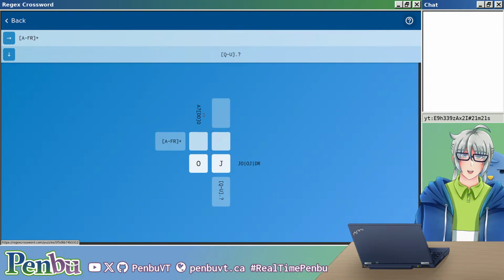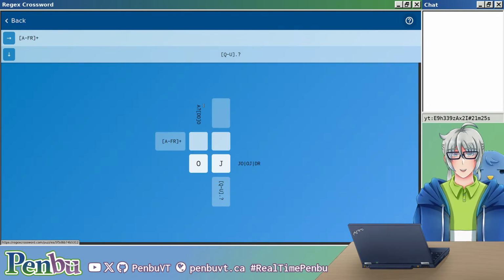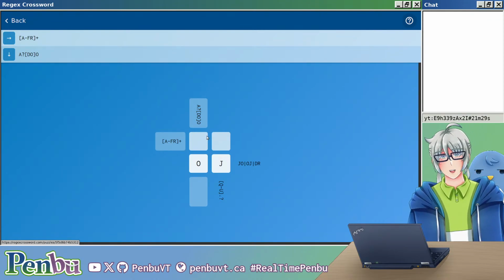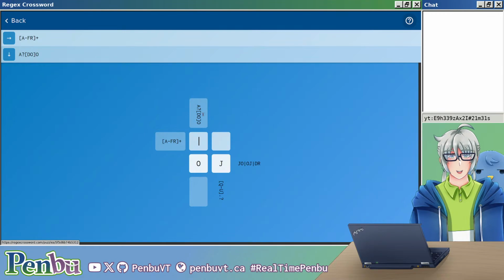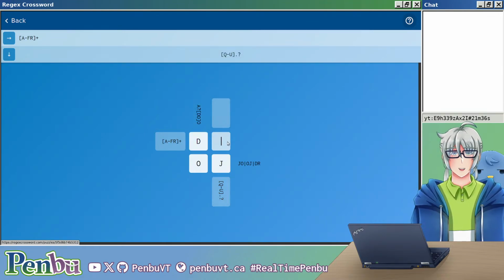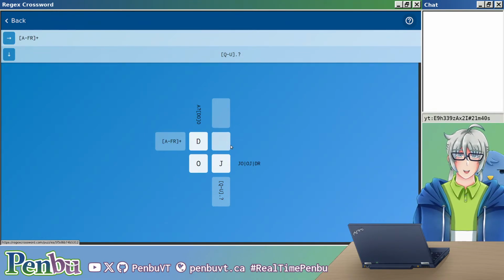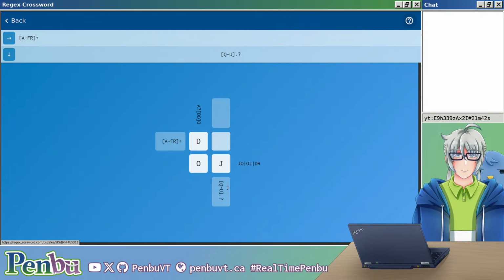We are forced to have either a D or an O. So I don't think we're going to end up using this A. This is a question mark. There might not be an A. And this says that there isn't. The only overlap between D and O and A to FR is a D, because O is out of the range. Which then leaves this as anything between Q and U, which is an R.